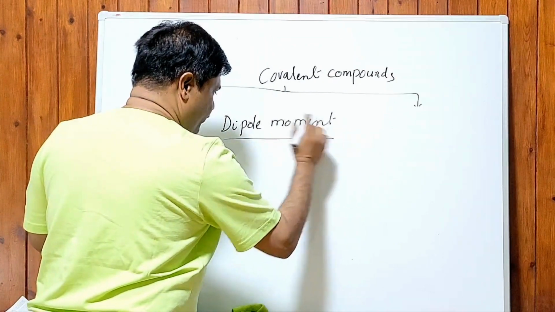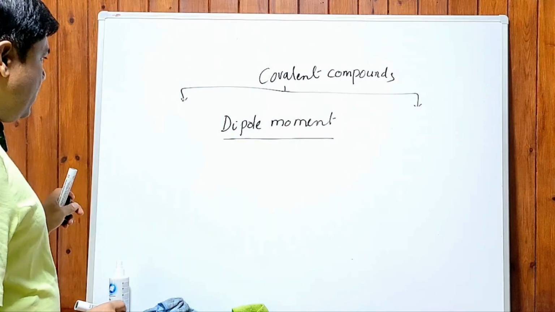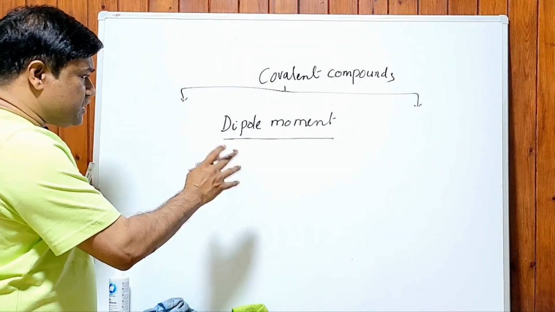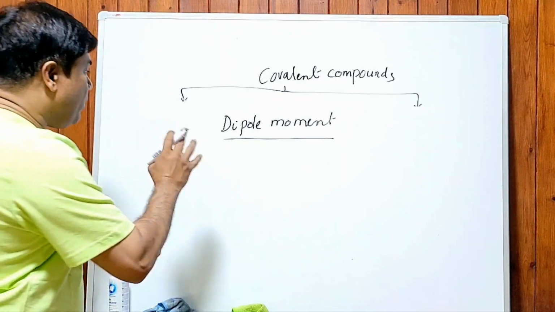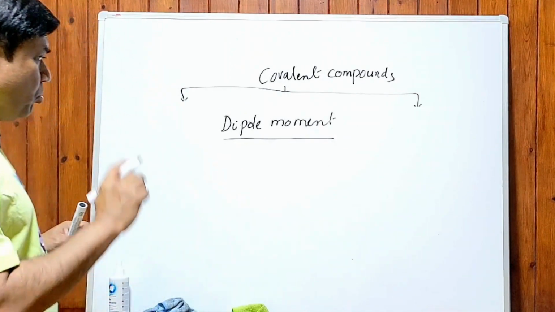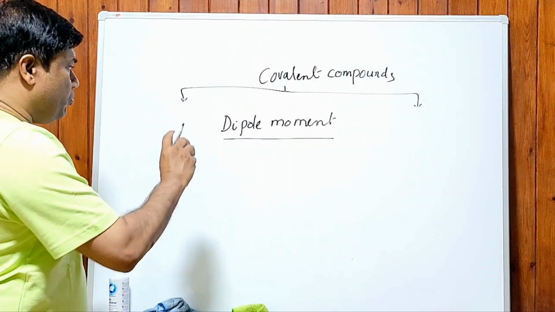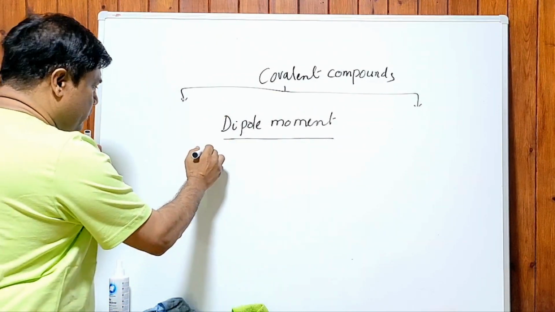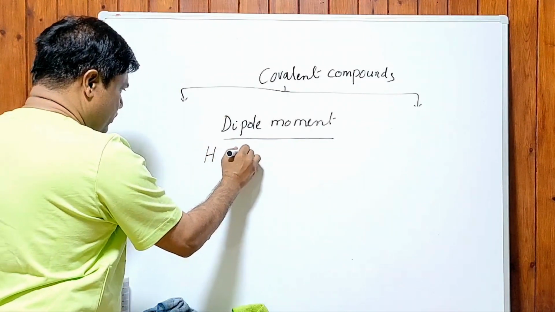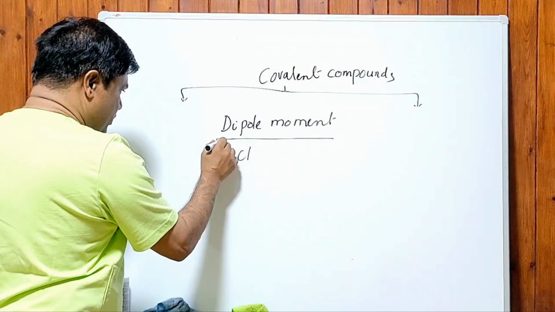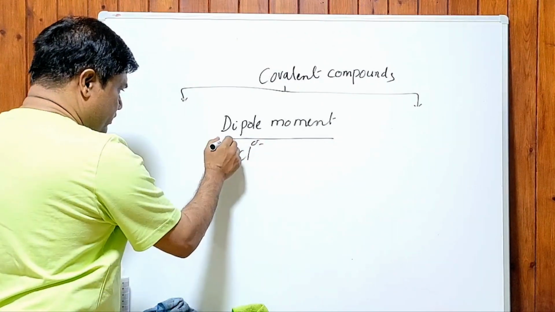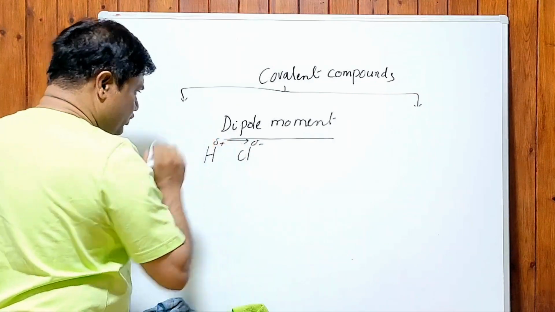So what is the importance of this? The more the charge separation, the more polar the bond will be. A more polar bond means a higher percentage of ionic character. For example, hydrogen chloride, HCl, has a partial positive and a partial negative end. So the dipole moment moves from the positive to the negative end.